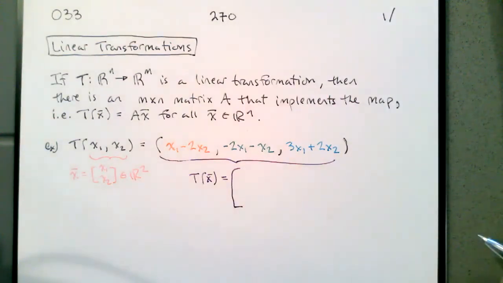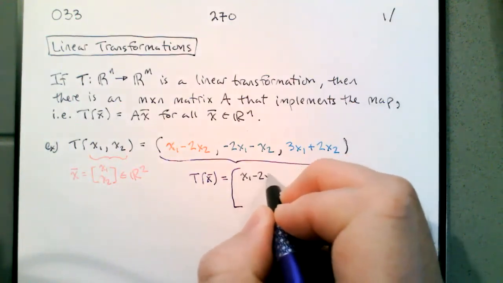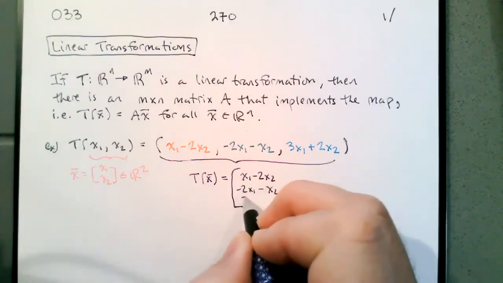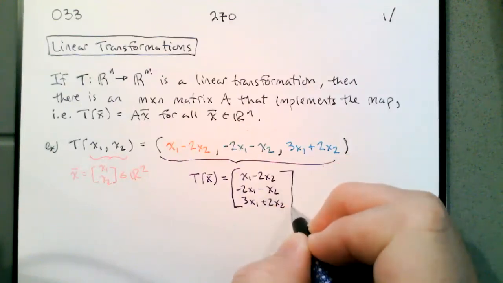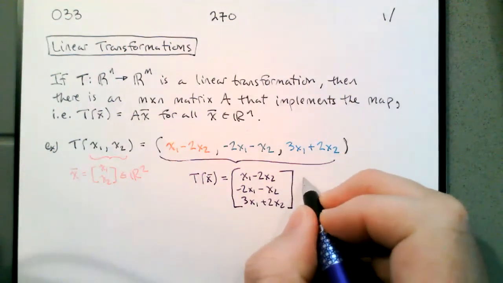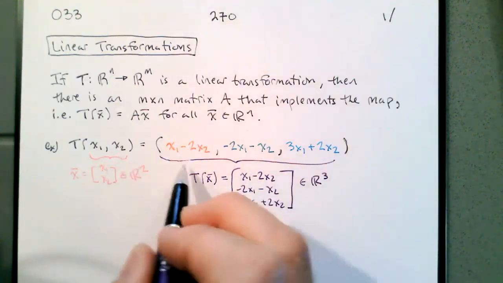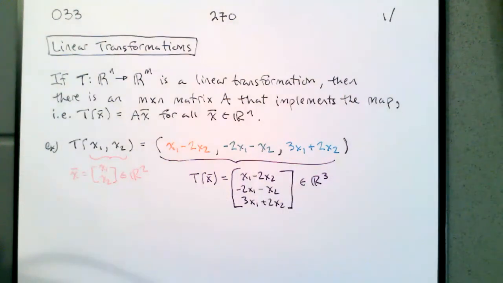Here I've written it sideways in the space-saving way, but we're saying that the image of x is going to be x1 minus 2x2, minus 2x1 minus x2, and 3x1 plus 2x2. So we can see that T of x, the image of x, is in R3. So we start with a vector in R2, and we put the coordinates together to come up with this vector in R3.